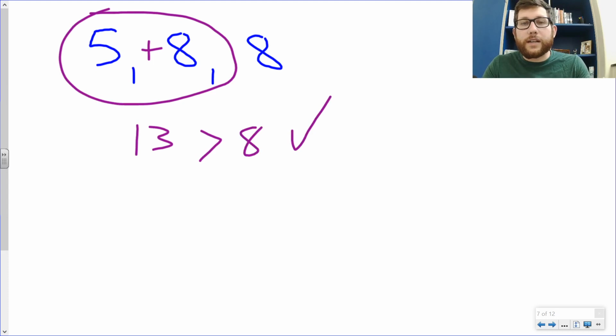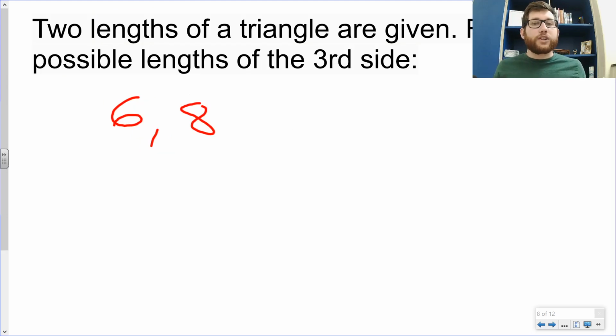This would just be an isosceles triangle, though, right? Because I've got 2 sides that are equal. So, all right, hopefully that's pretty simple. You guys, this should be a breeze to do problems like this. Let's look at one variation, though.